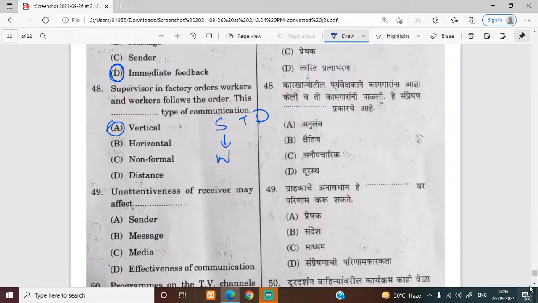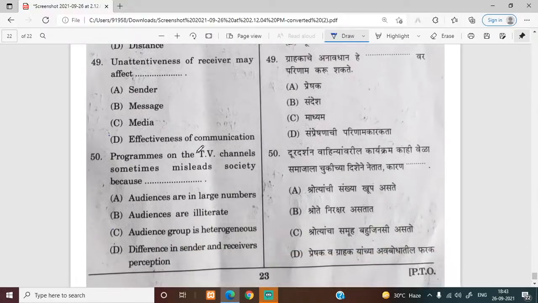Question number 49. Unattentiveness of receiver may affect sender, message, media, or effectiveness of communication. Okay, like a teacher is teaching in a class and students are not listening to what the teacher is teaching. So, to whom will it affect? Will it affect the sender? No. The message? No. The message is coming as it is. Will it affect the media? No. But it will affect the effectiveness of the communication. If the teacher is trying to teach you Pythagoras theorem and you are not attentive, you will not be able to understand it. That is why D is the answer.